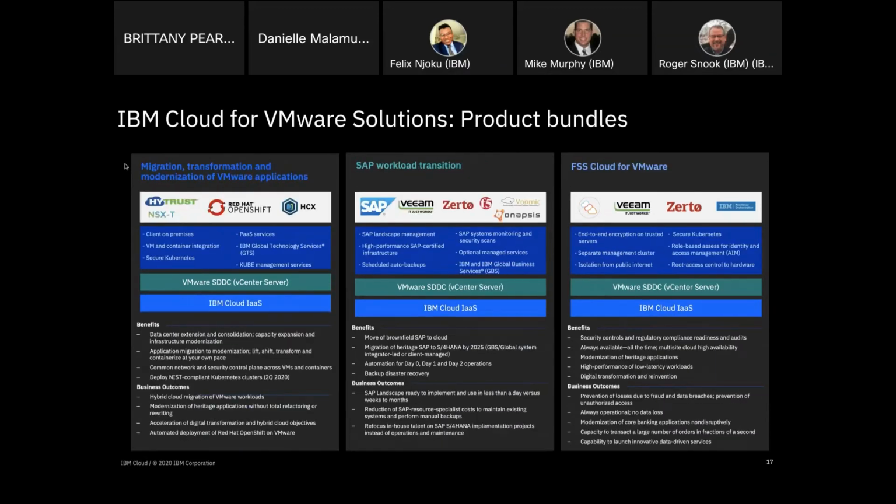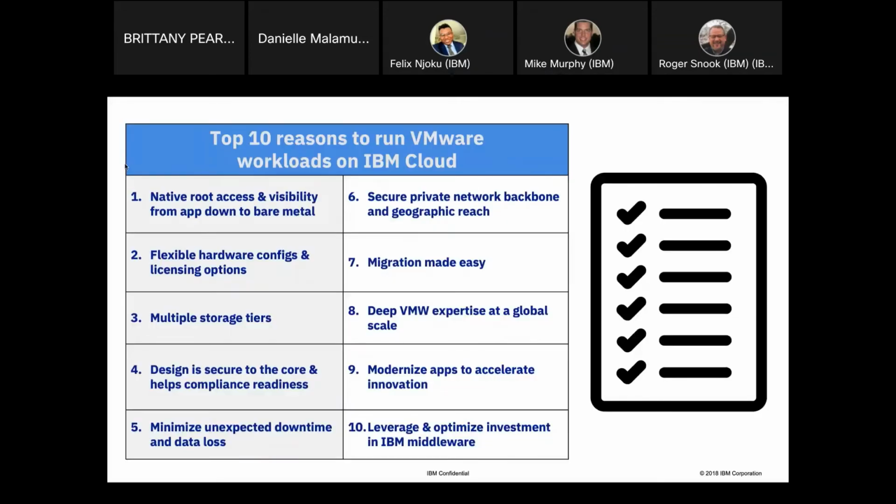And then OpenShift, as I mentioned earlier, we've also bundled OpenShift into this VMware platform, so you can do a one-click deploy of OpenShift. HCX is an option. Lots of different options, and we'll go through the portal. And I can show those off, which I think is what I'm going to do right now. While I get that set up, I'm leaving you with the top 10 reasons to run VMware workloads on IBM Cloud. Native root access and visibility all the way to the bare metal servers is a big one.